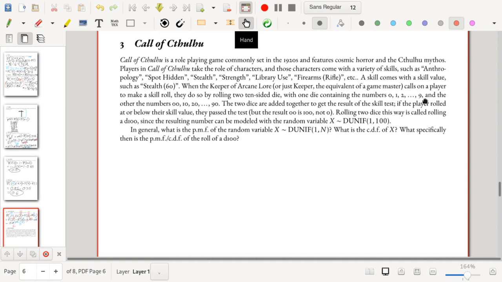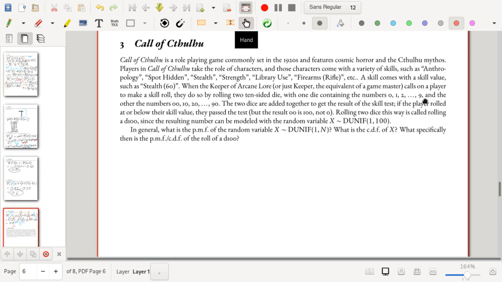Lovecraft and others. Players in Call of Cthulhu take the role of characters, and those characters come with a variety of skills such as anthropology, spot hidden, stealth, strength, library use, firearms, rifle, etc. A skill comes with a skill value such as stealth 60, so a character's stealth value could be 60, or their skill value for that.